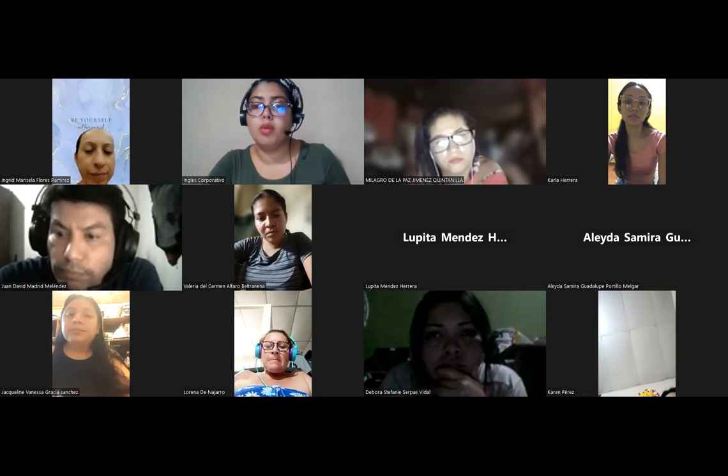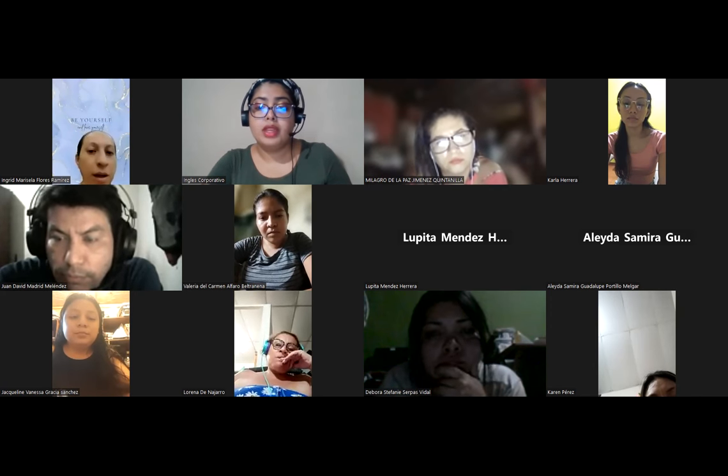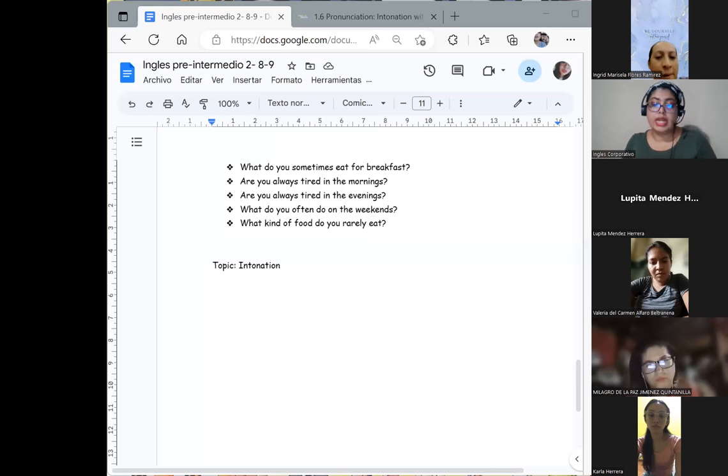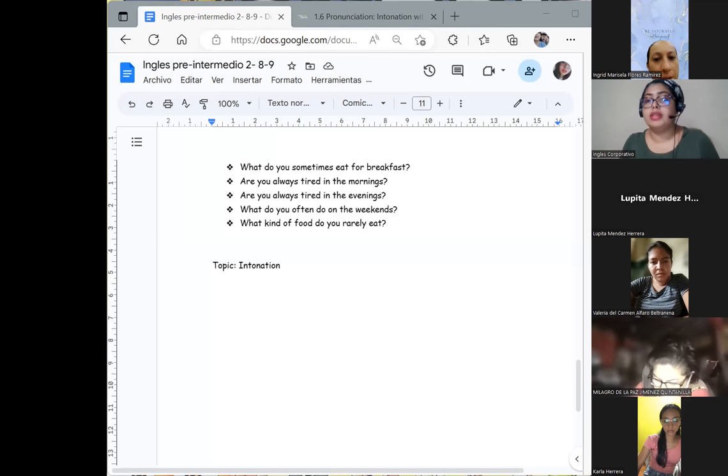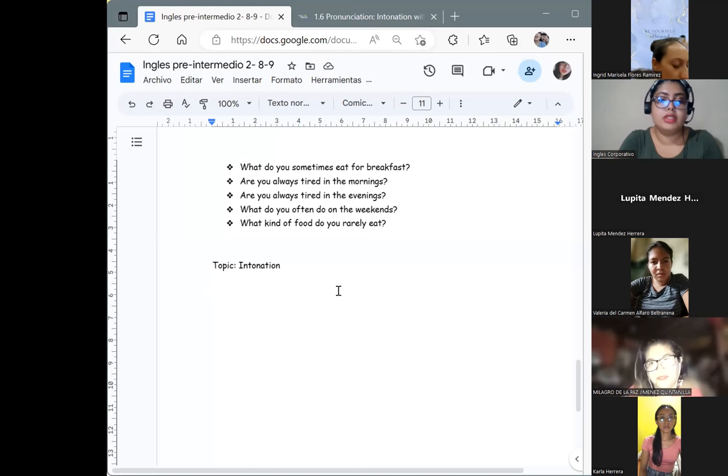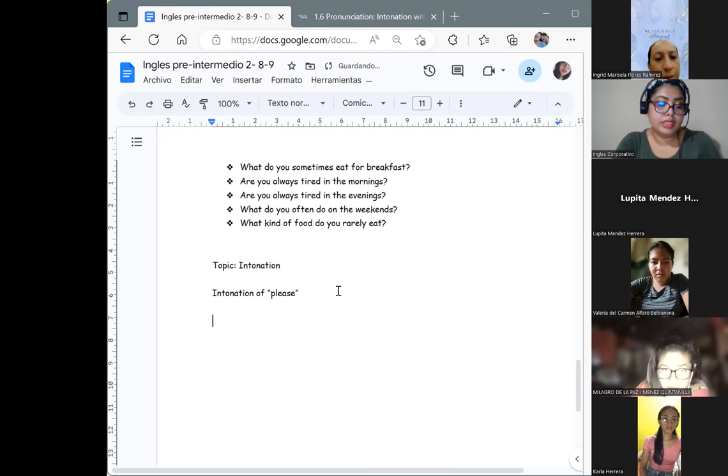Okay, in this case, we're going to see more about the intonation, but in this case, it is related with the intonation of the word please. So in this case, we are going to put into practice the different ways in which we can say please. It is just a word, but depending on the situation, we can change the intonation of the word. So in this case, we are going to talk about intonation of please. This is the word. So in this case, we're going to see four different things.